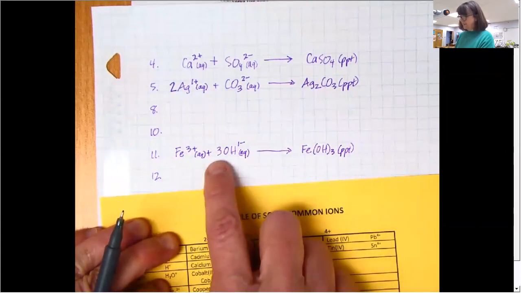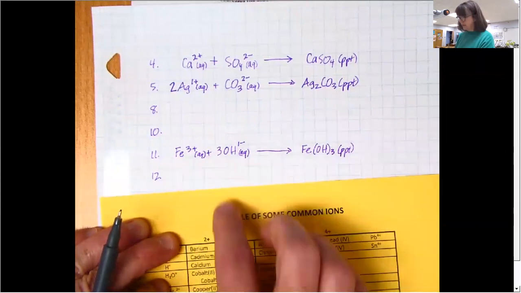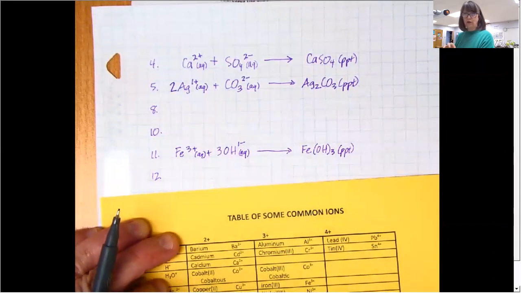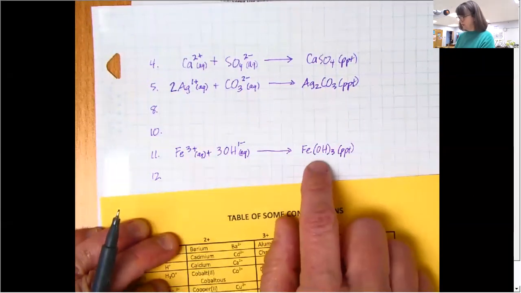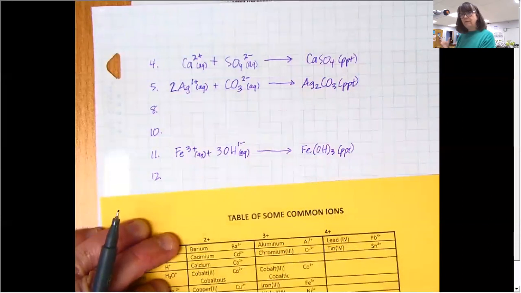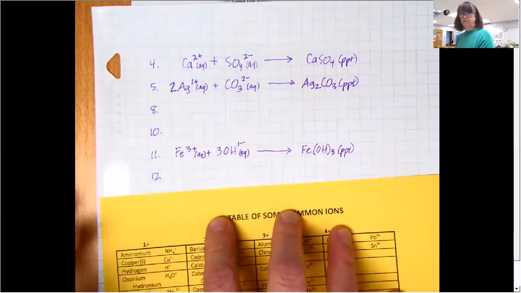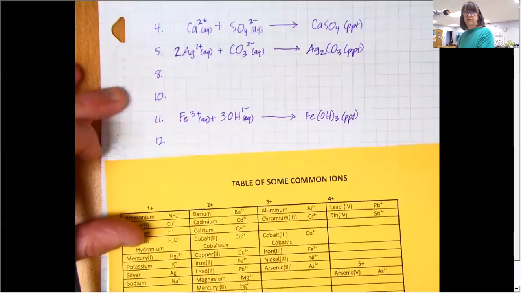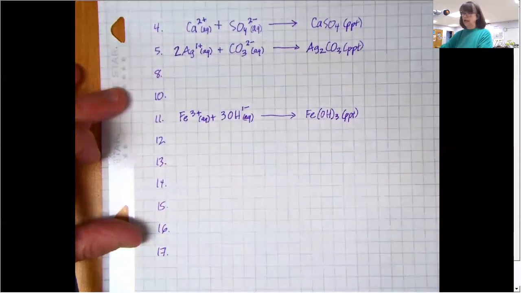By the way, if you accidentally mess up putting the coefficients on this side, that's going to be a very minor, if any, point deduction. The most important part is that you get the correct formula over here to balance the charges. And we've been doing that for a few weeks now, so hopefully that won't be too foreign. So that is the first thing you have to do to finish the lab.